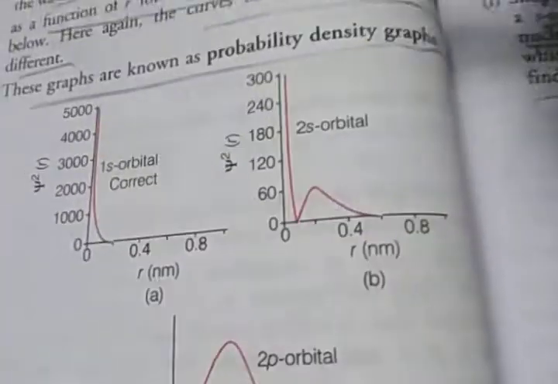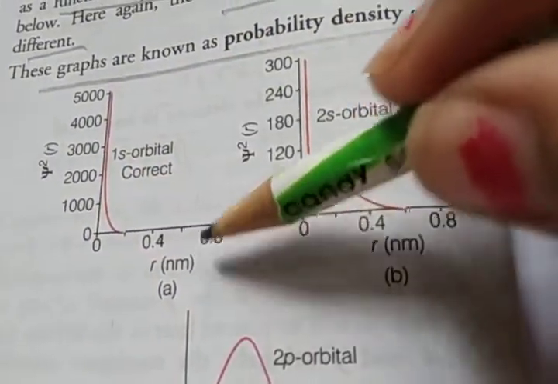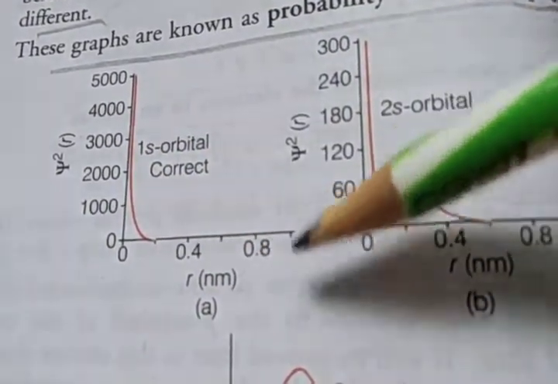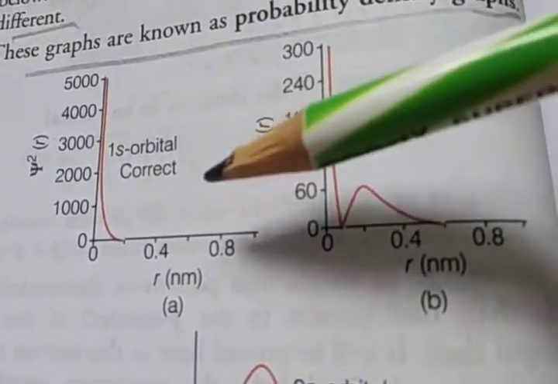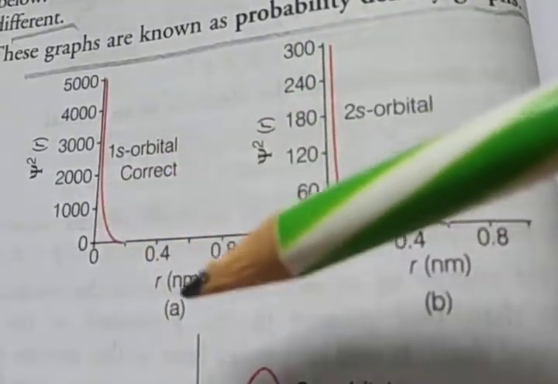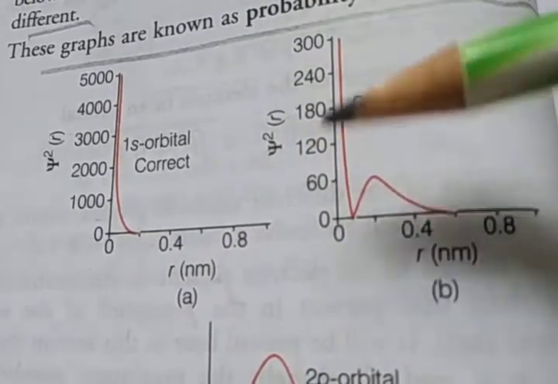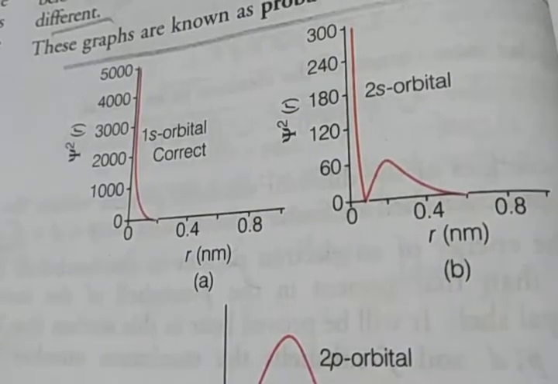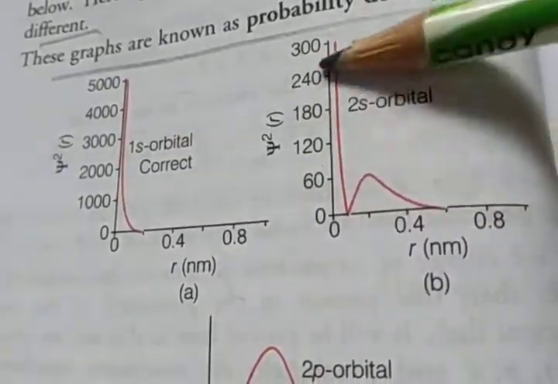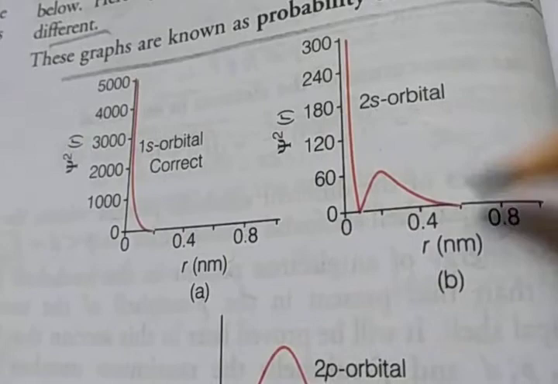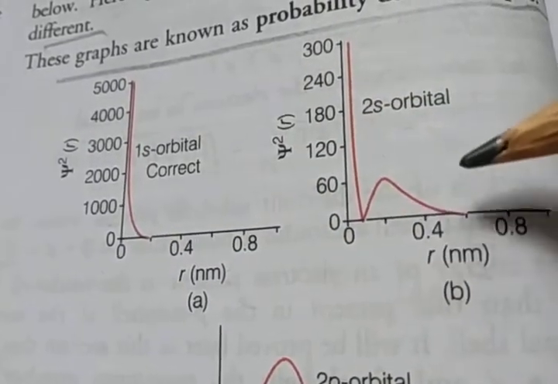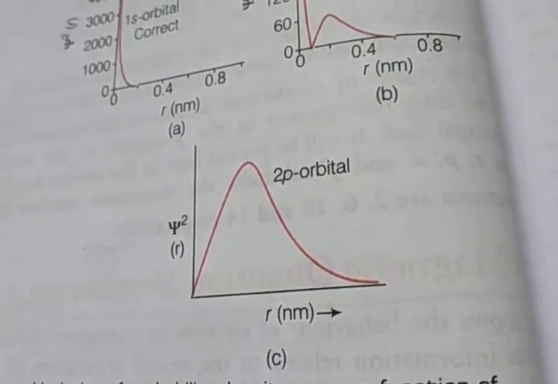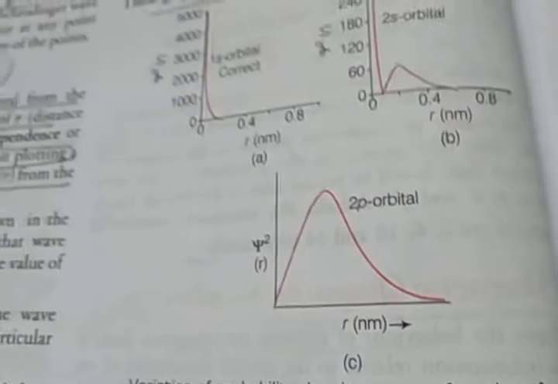Here you see for the 1s orbital the graph of psi squared against r. You see the variation of psi squared as a function of r for the 1s orbital and then the 2s orbital. Both are different, as you can see in these graphs. These graphs are known as probability density graphs, and for 2p it looks this way. Clear?